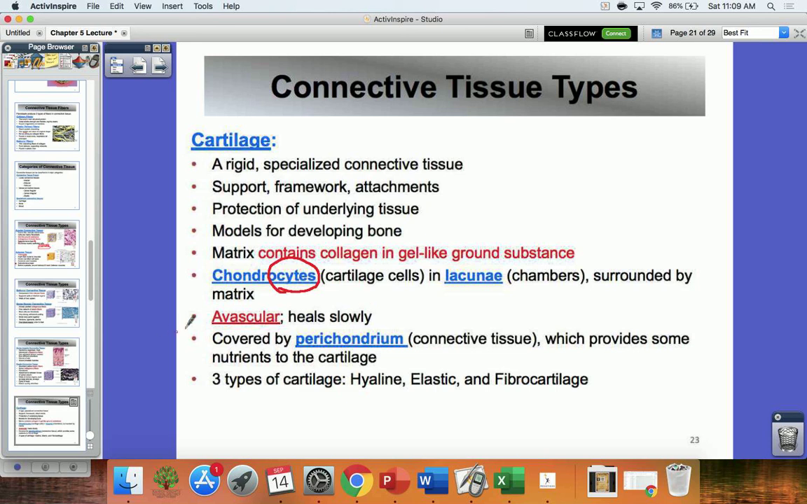And this one, remember we said that connective tissue vascularity is going to vary. It is avascular. Because it's avascular, it heals very slowly. It doesn't have a good nutrient supply like epithelial cells, even though epithelial cells are avascular as well. We also have three types of cartilage. We have hyaline cartilage, elastic cartilage, and fibrocartilage.